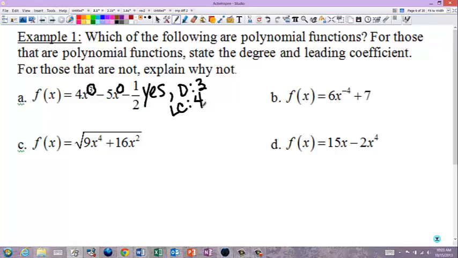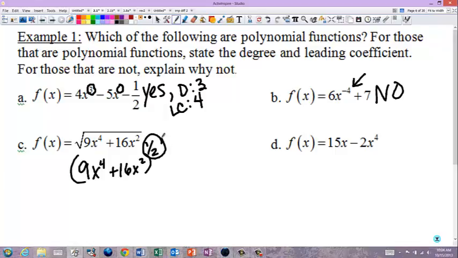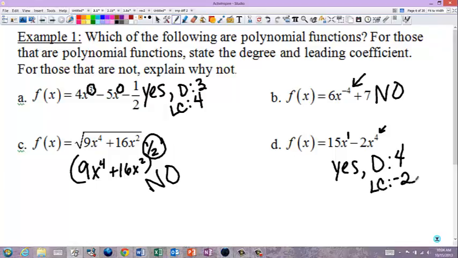On part B, that negative 4, that is a negative. So it's not a polynomial. If it's not a polynomial, then you can't say anything else. This one could be rewritten as 9x to the 4th plus 16x squared to the 1/2. That's a fraction, so it's no. This one, that 1 is fine, that 4 is fine. So it's yes, it is a polynomial, and the degree would be 4. If it asked for the leading coefficient would be negative 2.